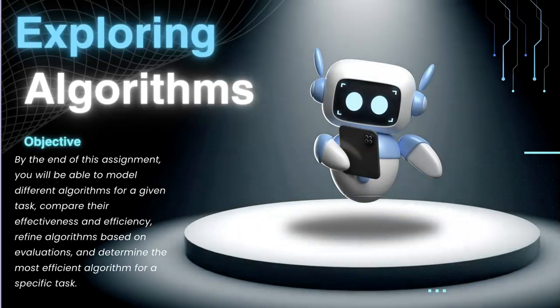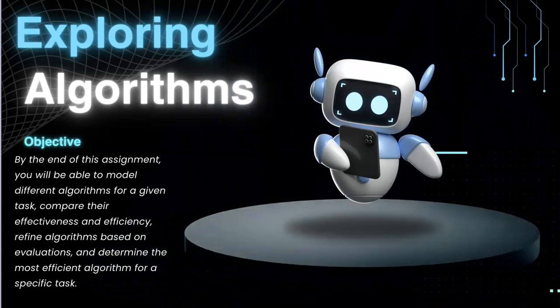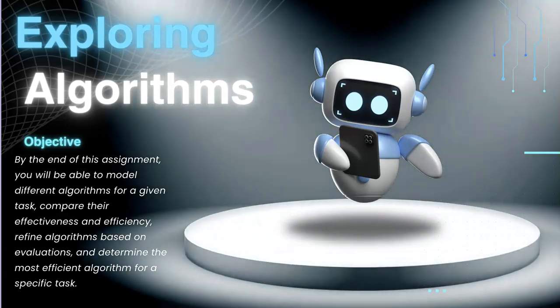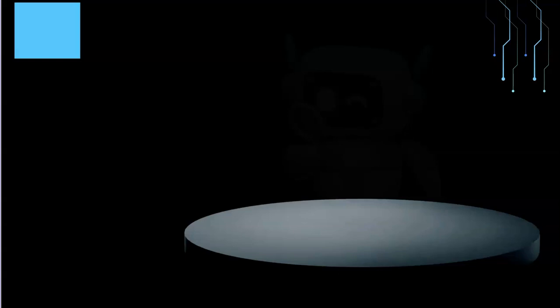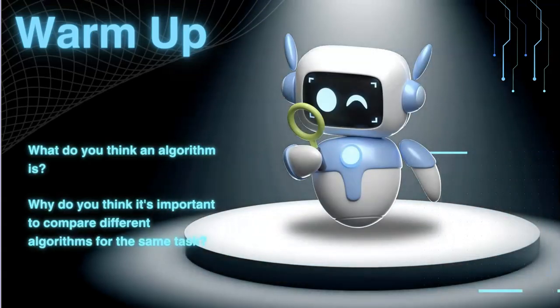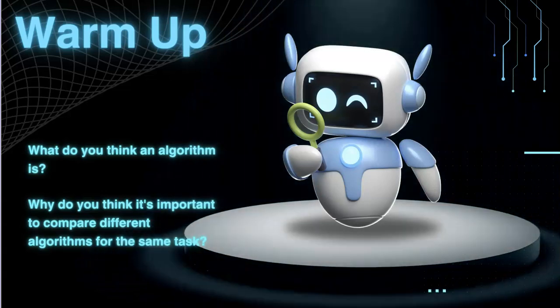By the end of this assignment, you'll be able to model different algorithms for a given task, compare their effectiveness and efficiency, refine algorithms based on evaluations, and determine the most efficient algorithm for a specific task. Take a look at your I can statement: I can explore and improve algorithms. What do you think an algorithm is? Why do you think it's important to compare different algorithms for the same task?